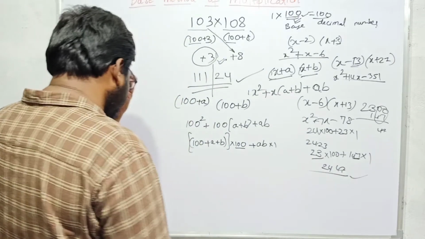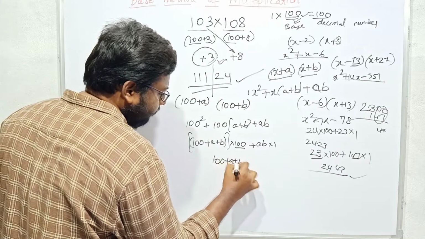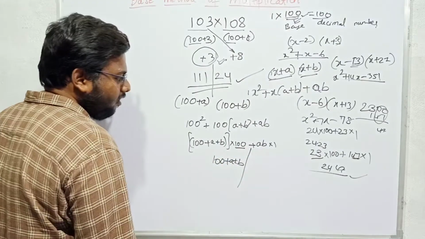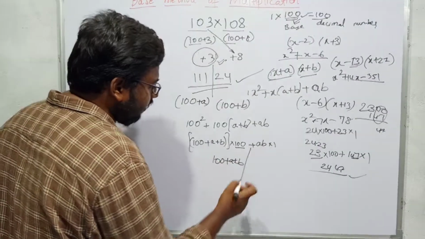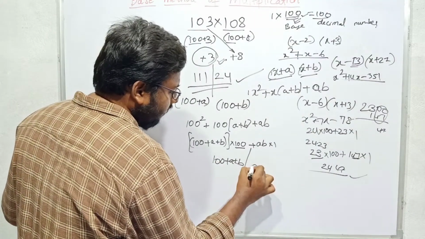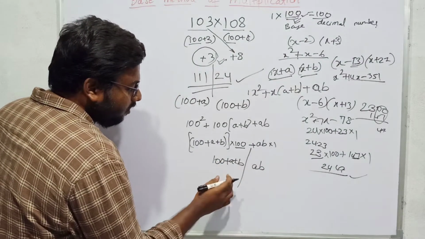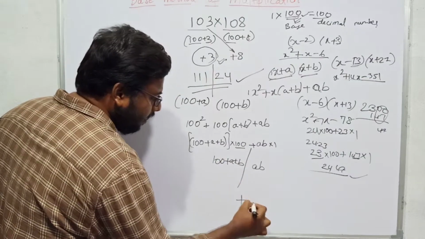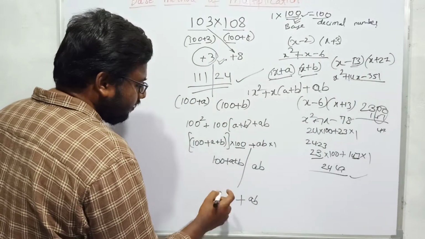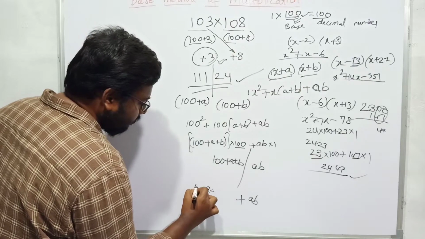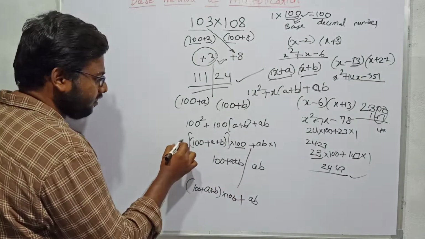So if you clearly observe this, the result is 100 plus a plus b, slash ab. I am keeping a slash because the thing before the slash is nothing but a multiple of 100, and after it will be ab. The slash represents the plus. If you want to remove the slash and keep the plus, then you should write like this: (100 plus a plus b) into 100. That means we get the previous step.